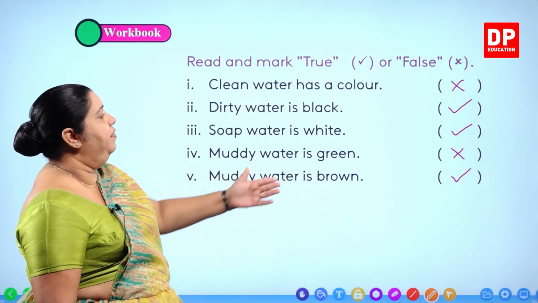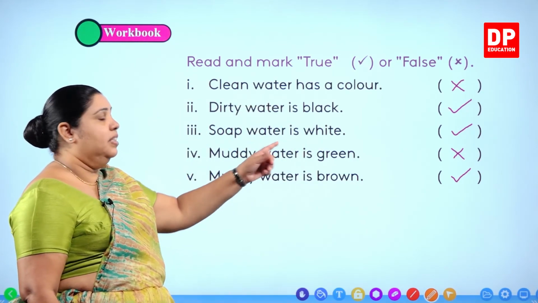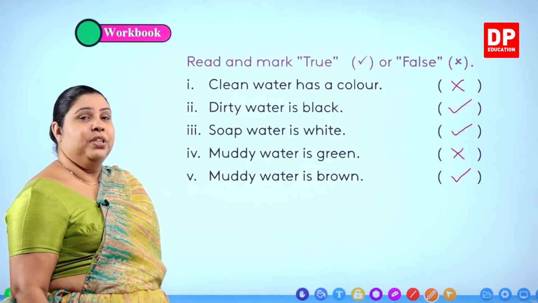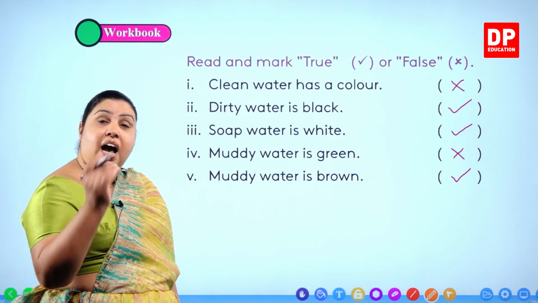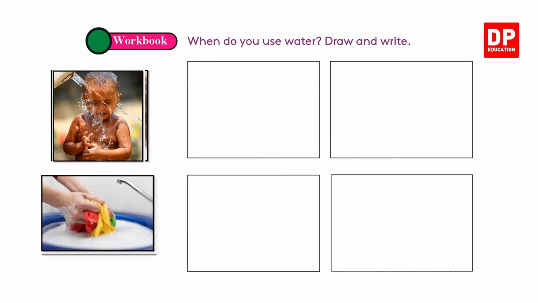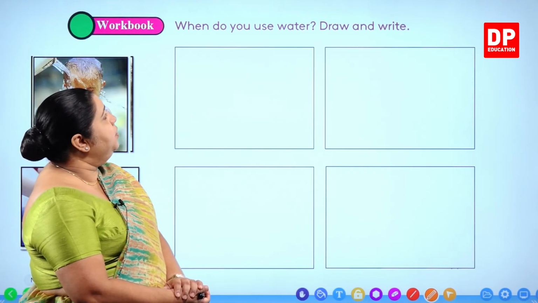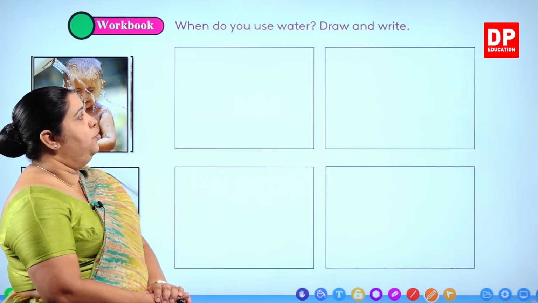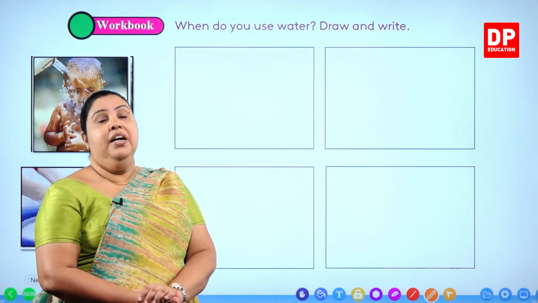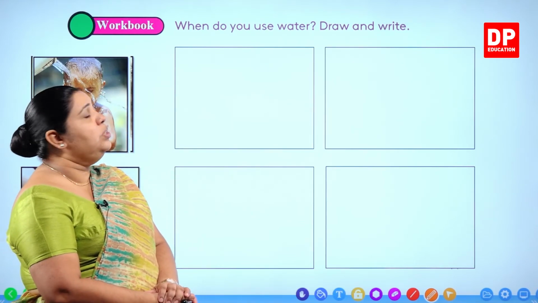So you have to have your sentences marked like that. Okay? So now we are moving on to our last workbook activity. And that's going to be another beautiful, interesting activity for you. Right. When do you use water? Draw and write. When do you use water?